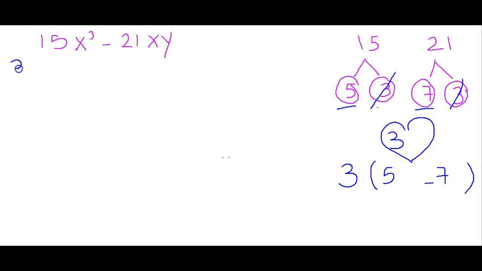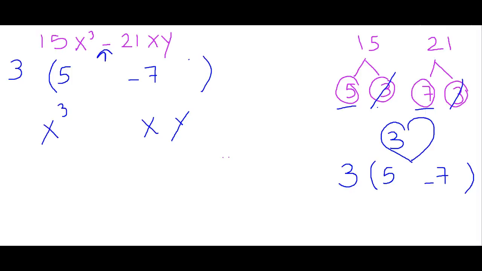So let's go back to the original problem. We pulled the 3 out, and 5 is still in the parentheses minus the 7. Okay, it's minus because the original problem had a minus. Now let's factor with the variables. The first term has x cubed. The second term has xy. What is the common factor between the two?